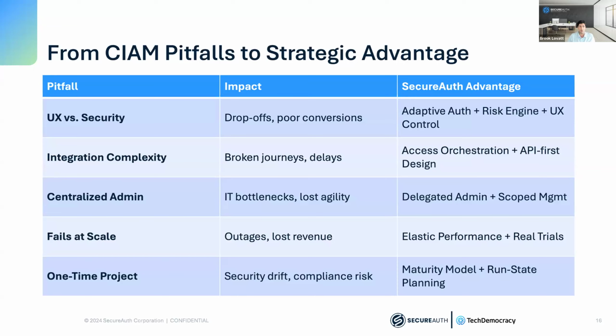We've got integration complexity, where the impact is broken journeys and delays in integrations and implementations. An orchestrated API first design gets you past this. Centralized administration, you get rid of your IT bottlenecks and you get back that agility with delegated administration and scoped spheres of management. Failures at scale cause outages and lost revenue, and we get past those with elastic performance and real world trials and tests. And then the one-time project where you get security drift and compliance risk can be eliminated through a mature model and run state planning.